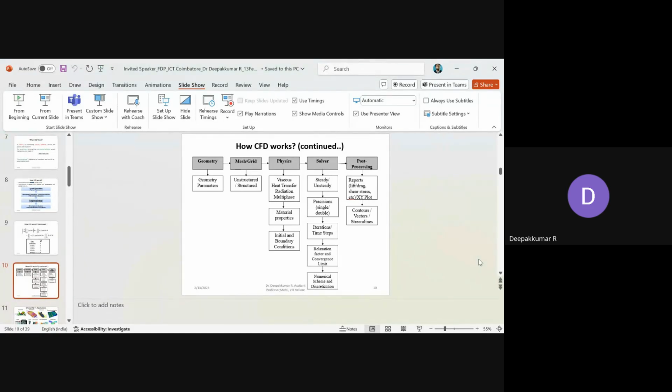So that is called a mesh. N number of regular or irregular patterns of mesh, structured mesh or unstructured mesh. We can call it a mesh or grid. The computational domain is split into n number of small finite control volumes, and that is called a mesh. Then the corresponding physics you have to understand.